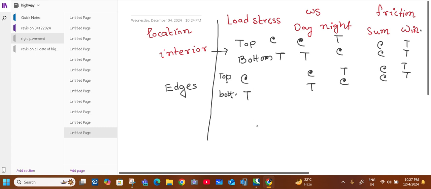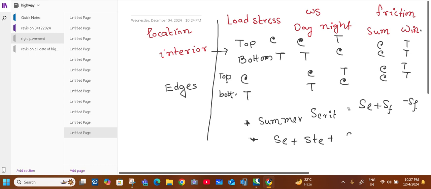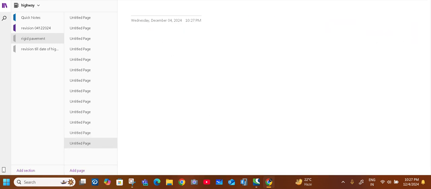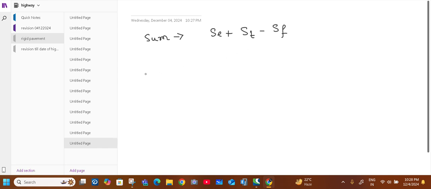So the critical stress at summer is S critical equal to SE plus SF minus SF, at winter SE plus STE plus ST. So at summer, at winter, SE, ST minus SF, the winter SE plus SF plus ST.